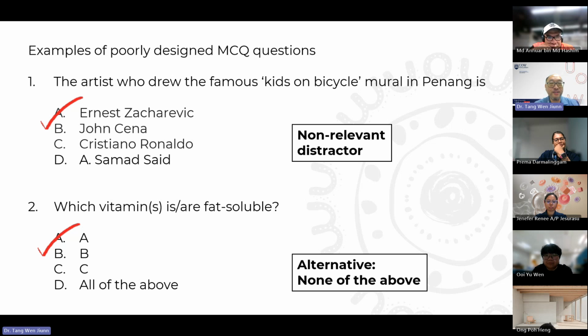And then you have Cristiano Ronaldo, he's a footballer. And then you have A. Samad Said, this is our poet. So these three are not relevant to drawing. So the most possible answer is A. So basically just tikam, but you tikam based on your knowledge of the three individuals here.